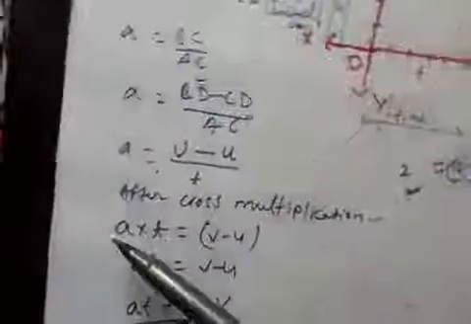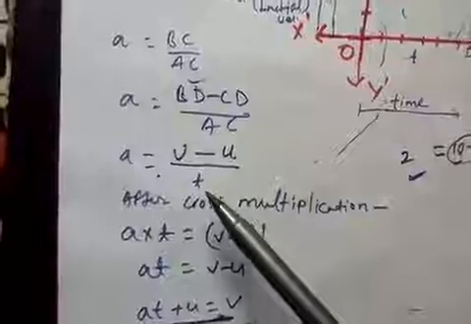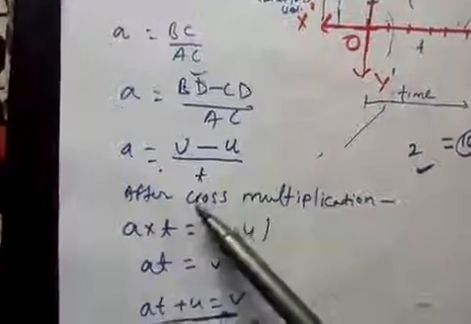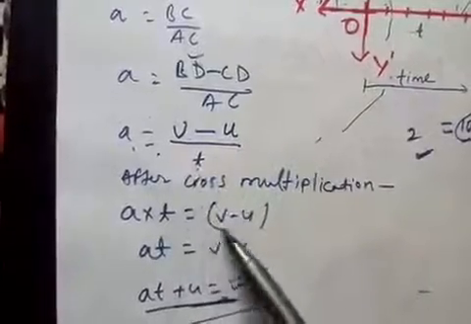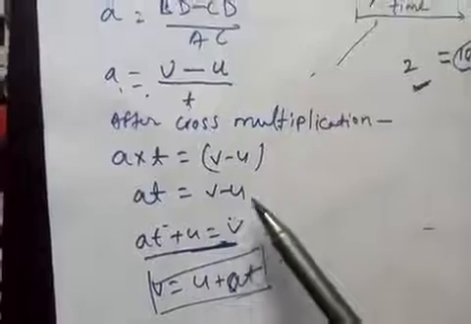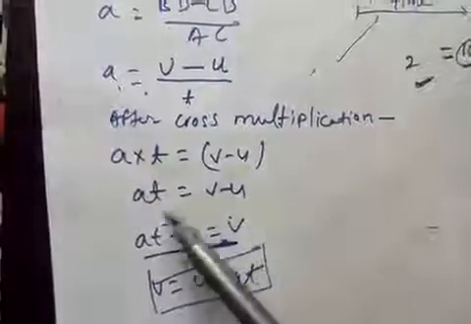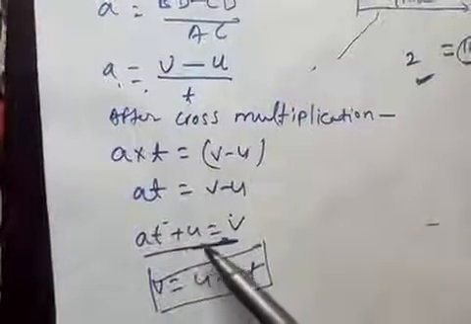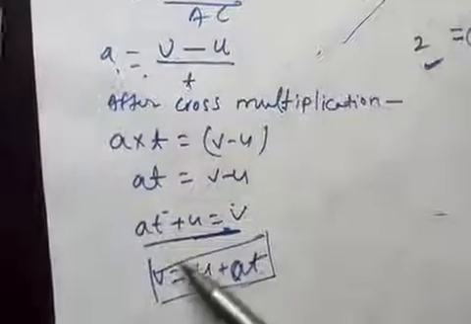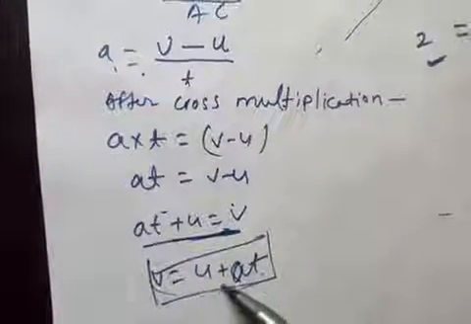So a is equal to v minus u by t. After cross multiplication we can get a into t is equal to v minus u. So at equal to v minus u, and at last we transfer the negative value from RHS to LHS. So at plus u equal to v, and the result which we get now is Newton's first equation of motion: v is equal to u plus at.